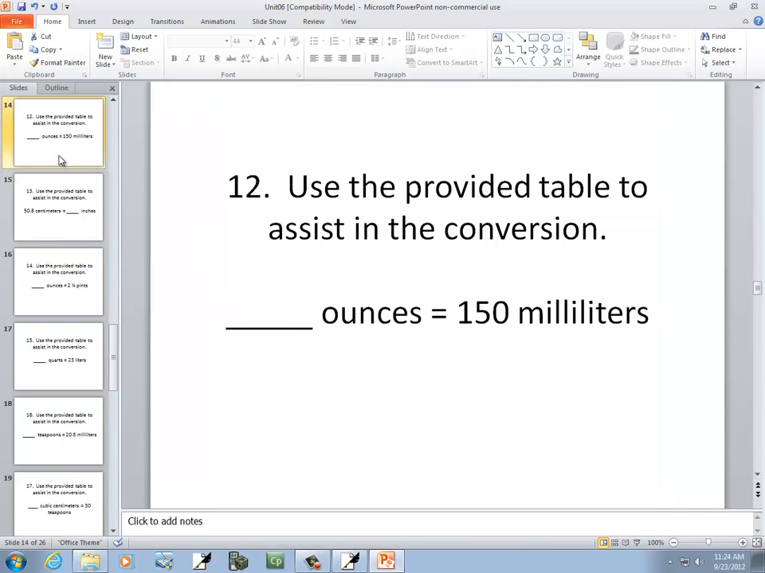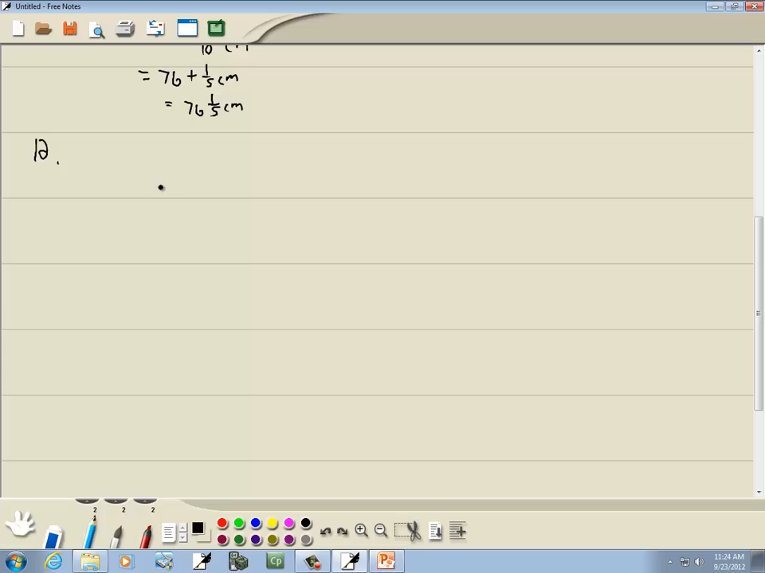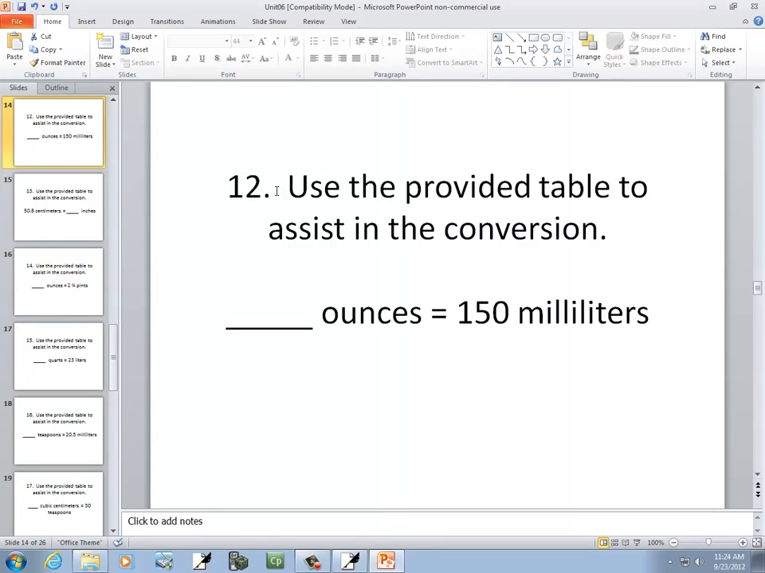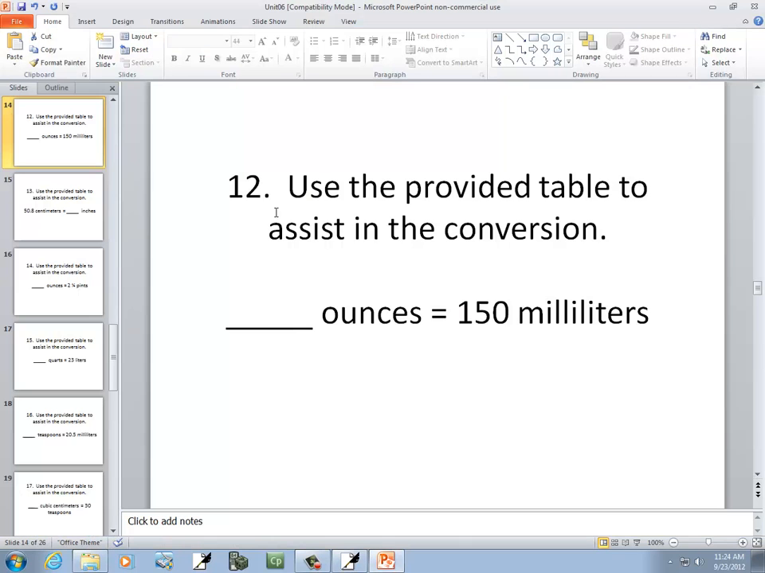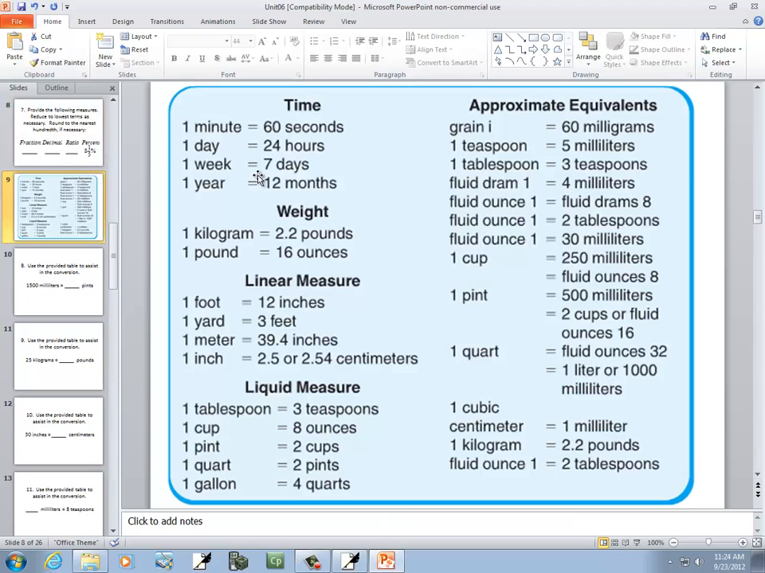Okay, let's look at number 12. It says, use the provided table, system conversion. Blank ounces equal to 150 milliliters. Okay, so we're starting with 150 milliliters. I'll put that over 1. Dimensional analysis, if this is milliliters, this has to be milliliters. And we hope to find some kind of tie between that and ounces. So let's go back up there and look. Okay, milliliters and ounces. There's one. Fluid ounce. 1 fluid ounce is 30 milliliters.